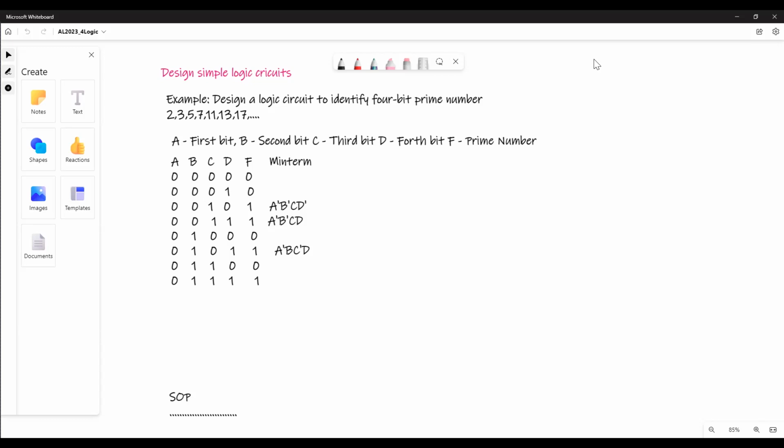Right. Now we were discussing how to design simple logic circuits. And you can see we can do this in several ways. One, based on min terms. What do you mean by min terms? We can look at when the outcome is 1, and we can write the equivalent min terms.